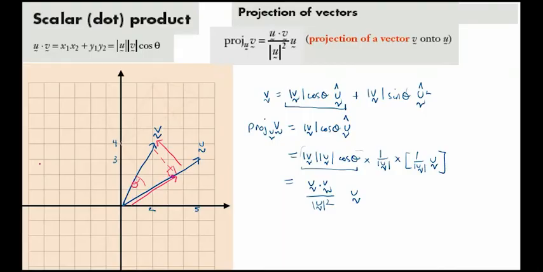Gravity assist is aligning spacecraft with a planet's gravitational pull so that you get that thrust. One reason that we care about projection of vectors.